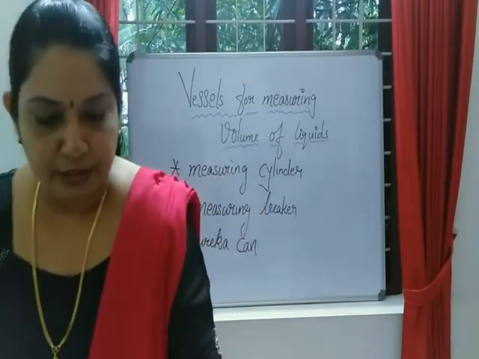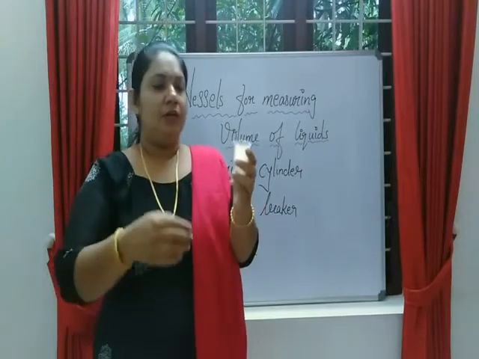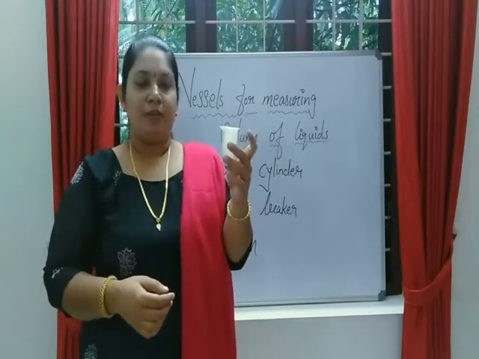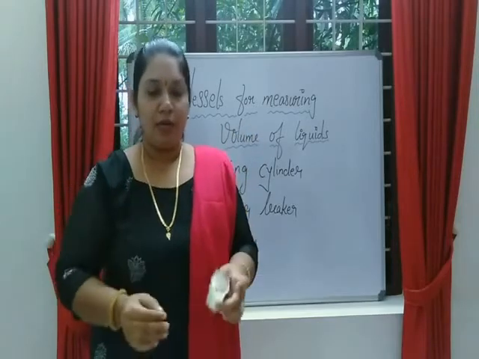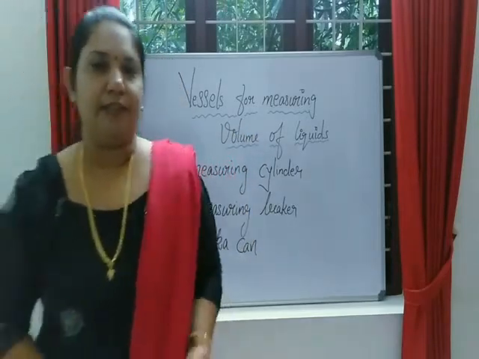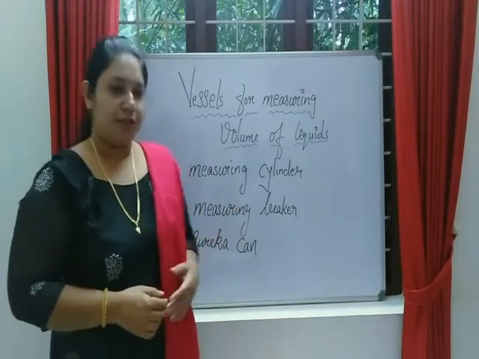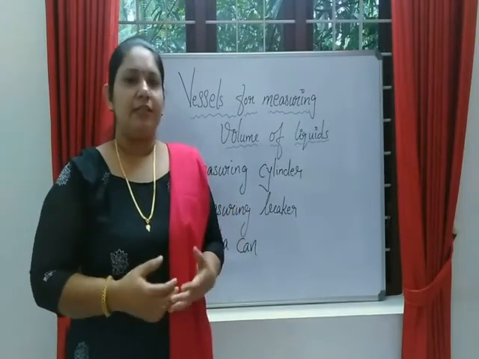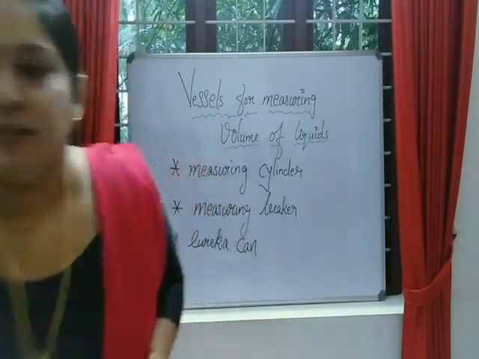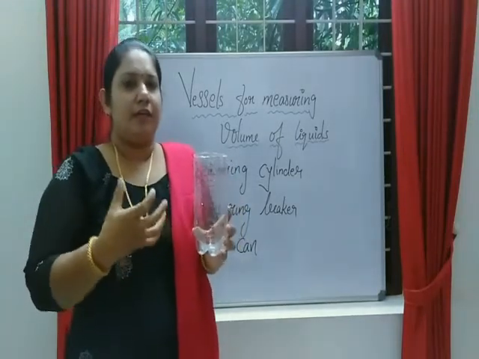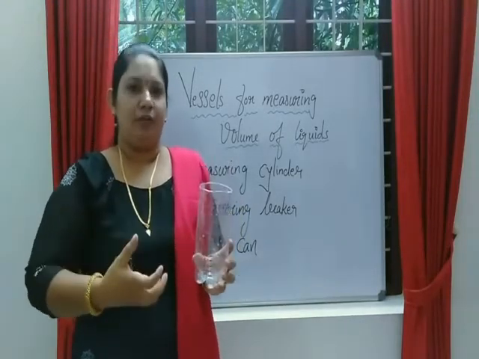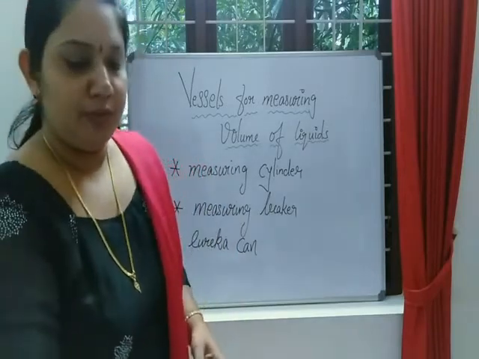And here you can see one more measuring cylinder. This we generally use to measure Ayurvedic medicines. Okay, so these are all examples of measuring cylinder. And the second one is measuring beaker. Measuring beaker is a bigger one like this, which can contain up to 1 liter or 2 liters. Then the last one is Eureka can.